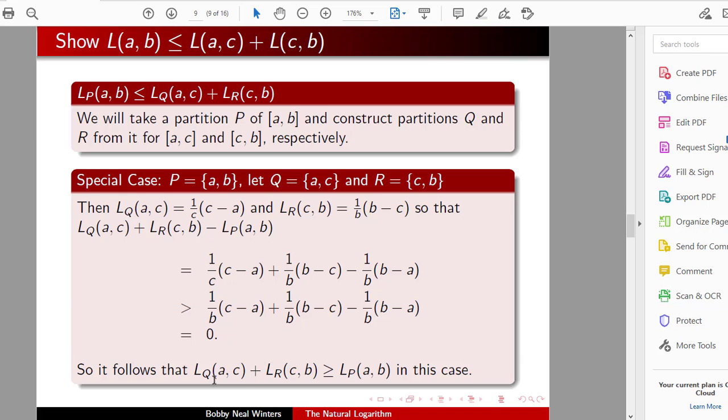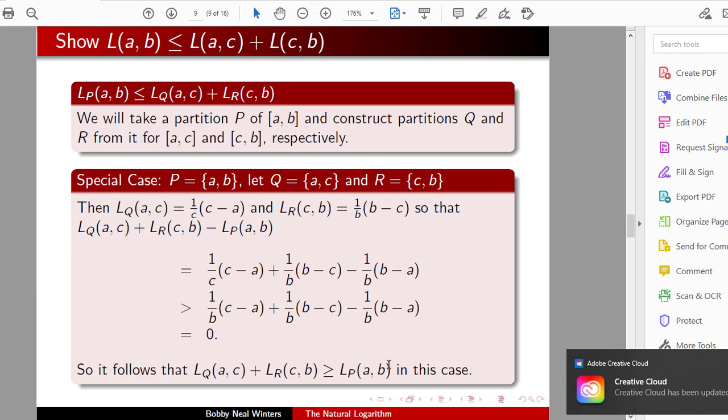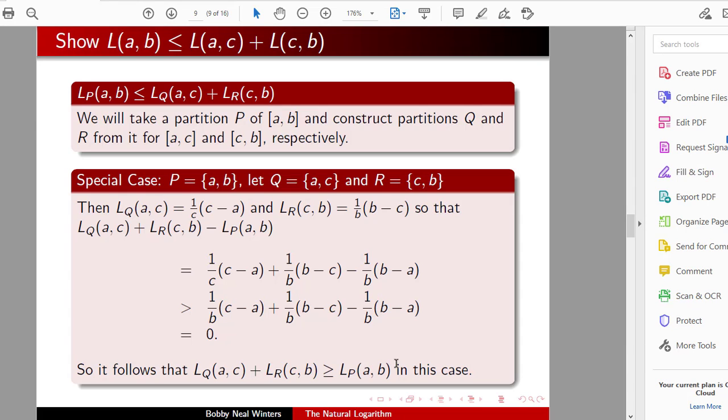And so it follows that my LQ of AC plus LR of CB is greater than or equal to LP of AB in this case.